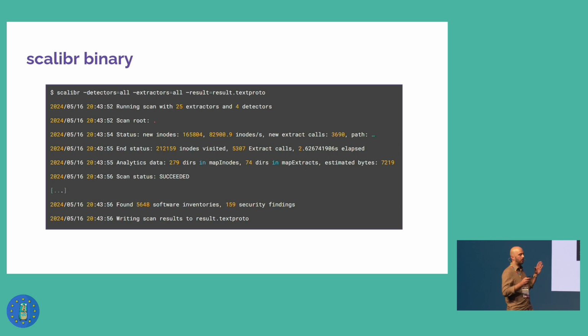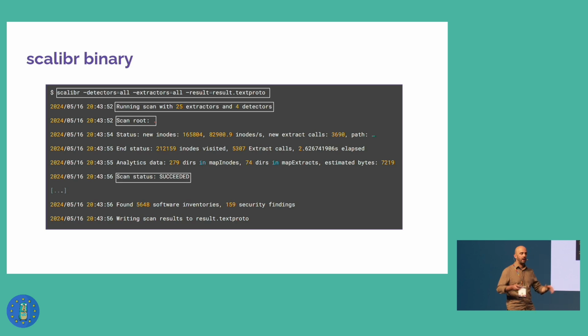So here is how you would invoke Scalibur. Again, you don't have to go through all of this by yourself. I'm going to take you step by step. At first, we just invoke Scalibur saying, use all extractors, all detectors, and just save the result to some text proto file. Scalibur says, okay, I'll do it. I'm going to run 25 extractors, 4 detectors. I'm going to start from this directory and go recursively down. Then some output. I succeeded. I found more than 5,000 inventories, more than 150 security findings. I'm going to save results to text proto. This is how you would use it as a binary.